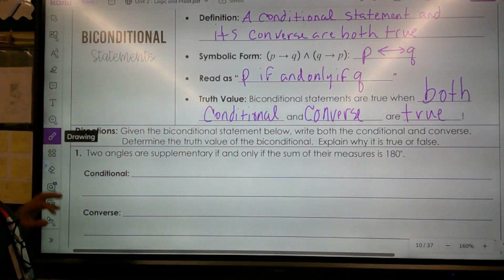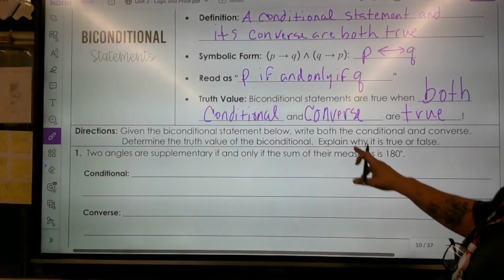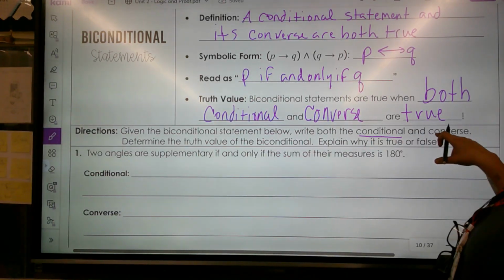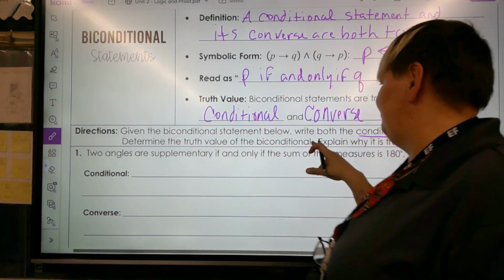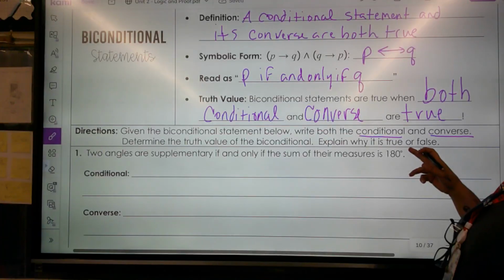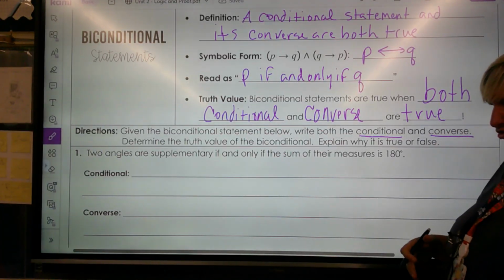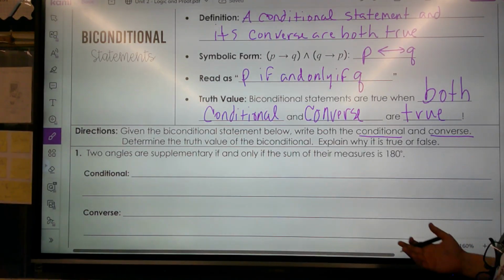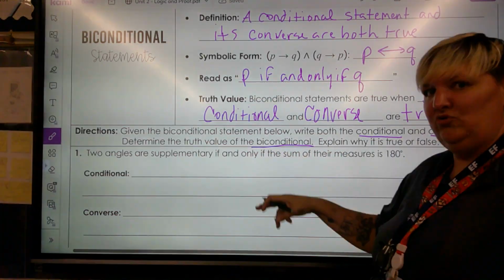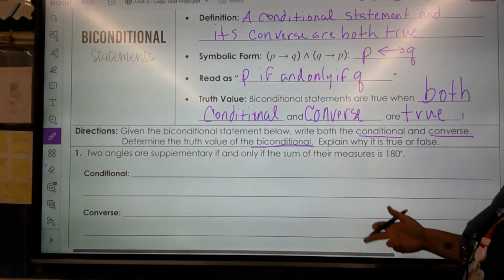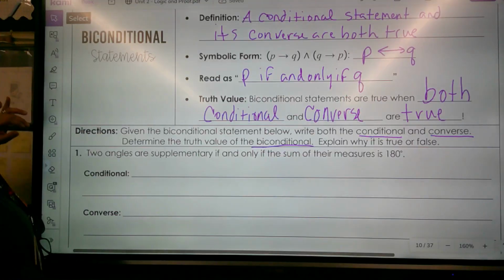The directions say, given the biconditional statement below, write both the conditional and converse. Determine the truth value of the biconditional. Explain why it's true or false. So we're going to write the conditional statement, determine if it's true. We're going to write the converse, determine if it's true. In order for the biconditional to be true, both have to be true. And we're going to explain ourselves along the way.